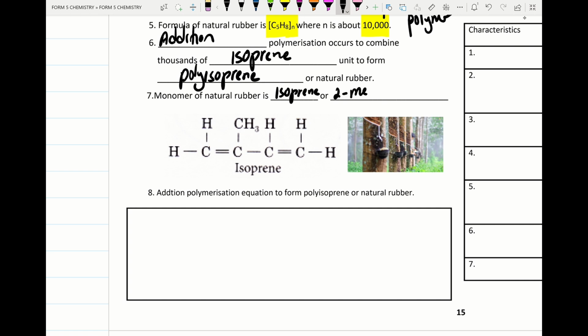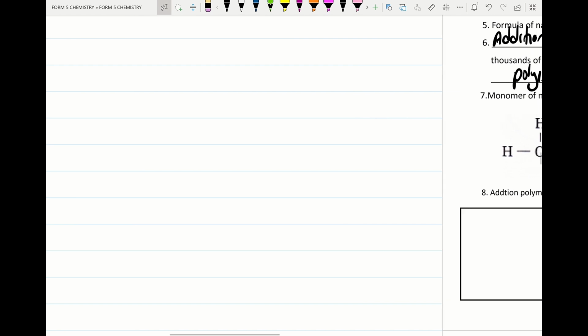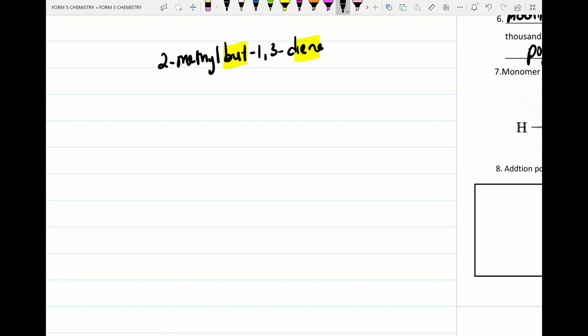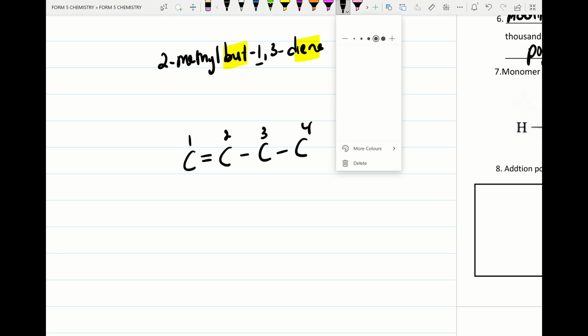The monomer of natural rubber is known as isoprene, or another name is known as 2-methylbuta-1,3-diene. And how to draw the monomer of natural rubber? So the monomer of natural rubber is known as 2-methylbuta-1,3-diene. So we try to check, and it has 2 double bonds. So it has 1, 2, 3, 4 carbons. Alright, so one double bond is present at carbon number 1, after carbon number 1, carbon number 2, carbon number 3, carbon number 4. Alright, so after carbon number 1, I put one double bond and another double bond present after carbon number 3.